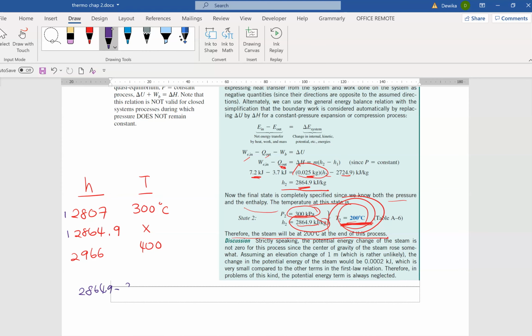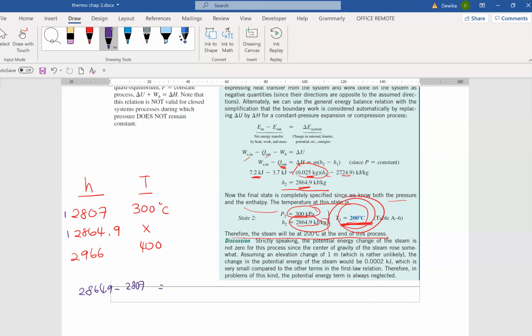2864.9 minus 2807, equivalent to, now you take that minus that, so x minus 300. Next you take this whole thing minus this: 2966 minus 2807 equals 400 minus 300. So with this you can actually find the value of x.